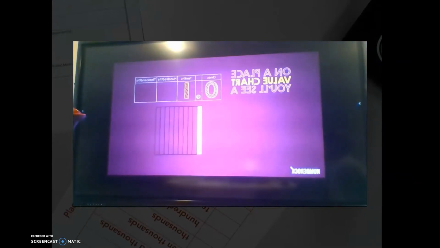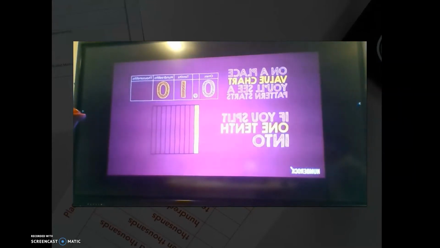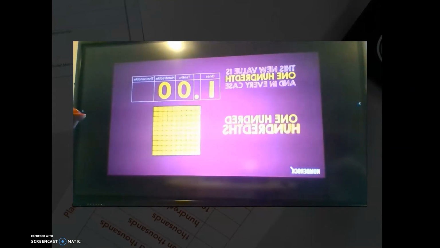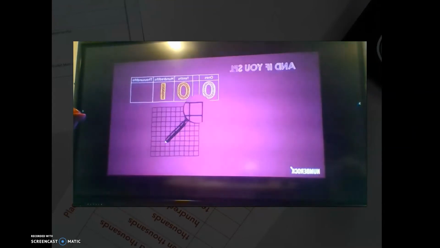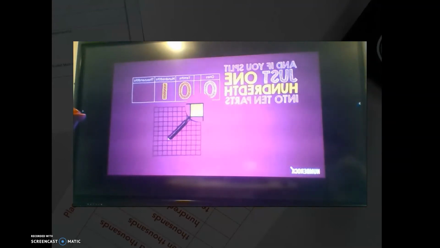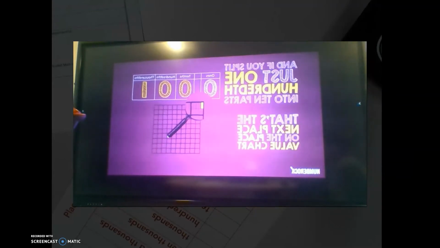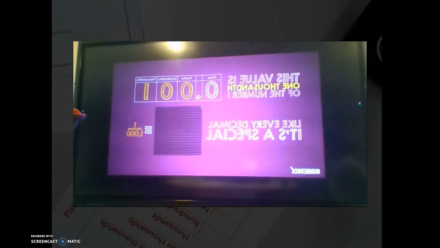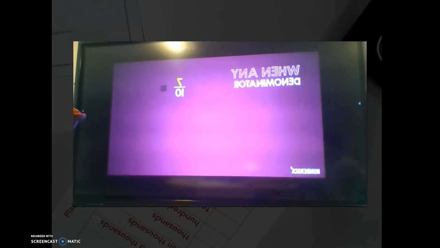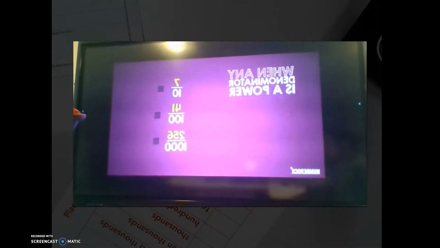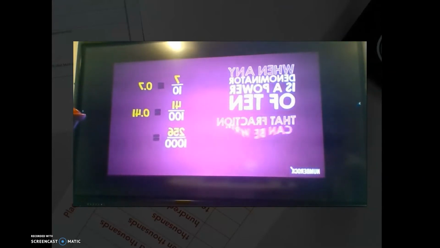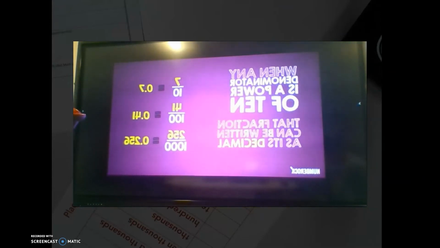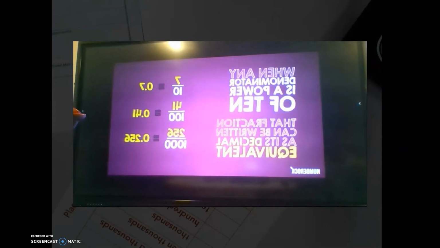On a place value chart, you see a pattern start. If you split 1/10 into 10 equal parts, this new value is 1/100. Then in every case, 100 hundredths equals 1 over the ones place. And if you split 1/100 into 10 parts, that's the next place on the place value chart. This value is 1/1,000. Like every decimal, it's a special fraction. When the denominator is a power of 10, that fraction can be written as its decimal equivalent.